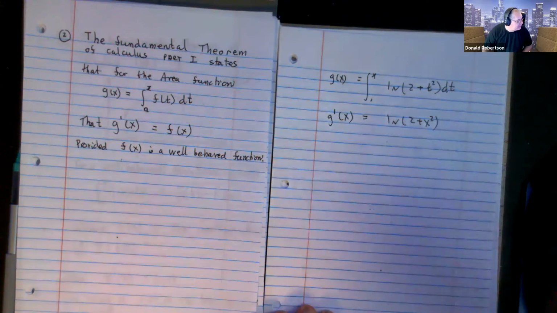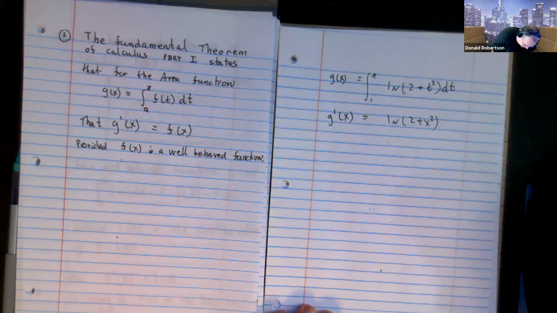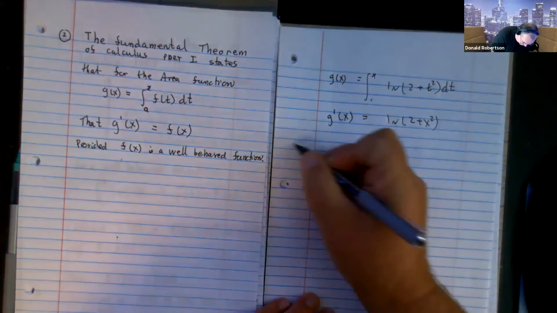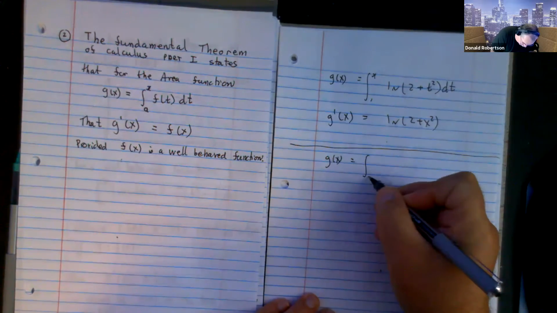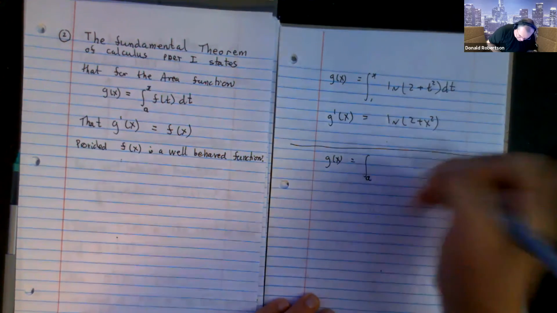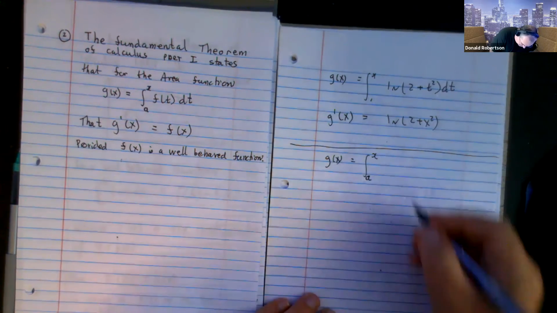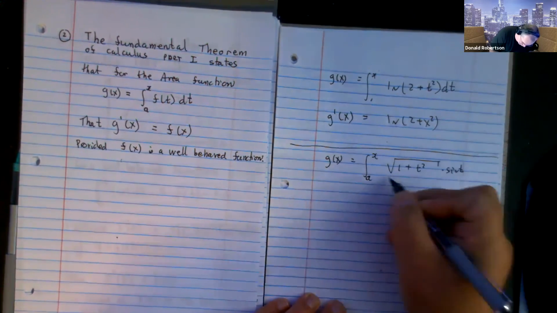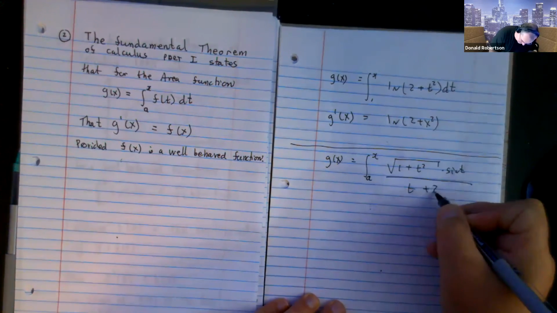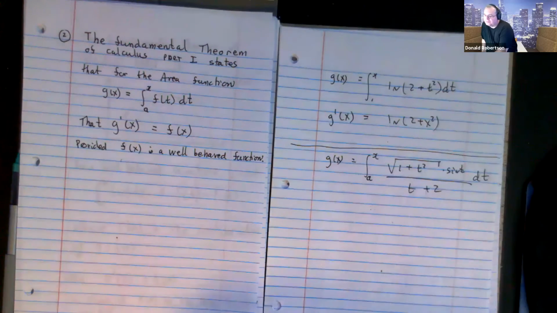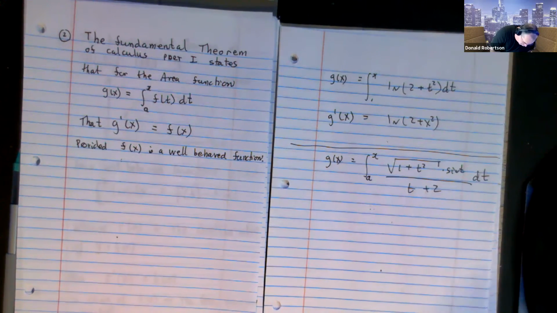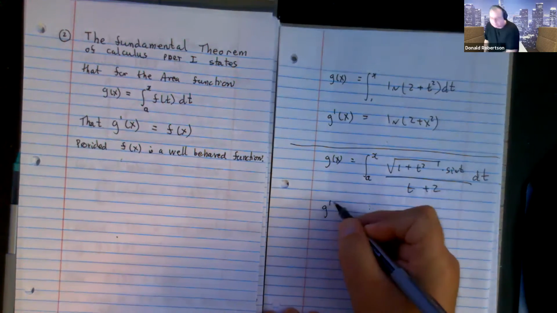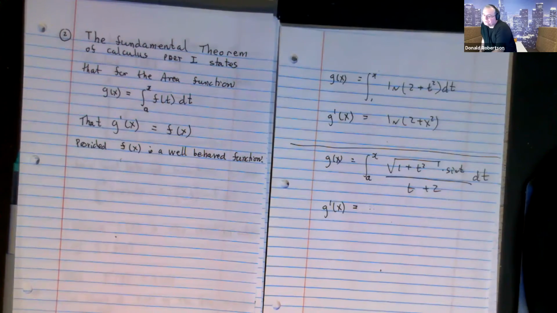Okay, just to make me feel better, I'll do one more. Suppose I have an area function. It's the integral from, I'll call it a this time, just to be even weirder, to x of the square root of 1 plus t squared times the sine of t over t plus 2 dt, right? So I went crazy. You're going to be asked what the derivative of the area function is. Would you all agree it's pretty straightforward what it's going to be?